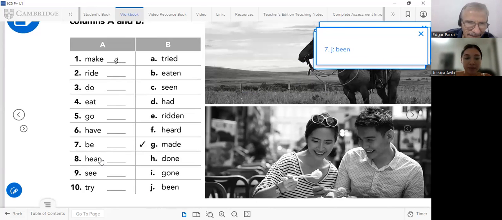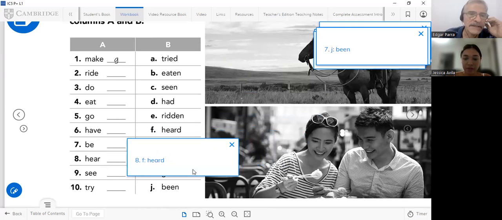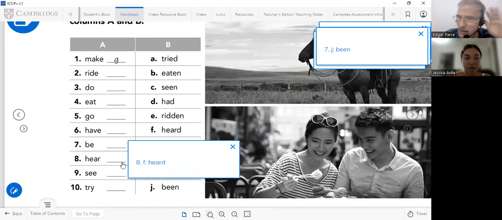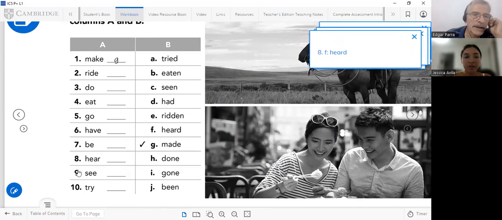Here is letter F. How do you pronounce it? Heard. In present, you pronounce it here. In past, you pronounce it heard. Okay. Continue with number 9.